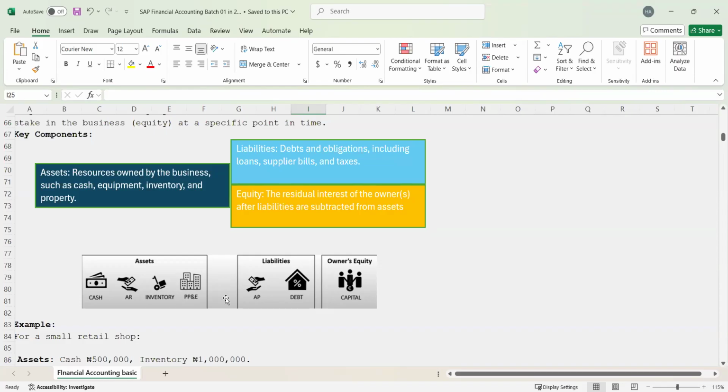So let's go back to our note, which is our script. Liability. When we say liability, we say accounts payable is a liability. We say debt is a liability. What do we mean by accounts payable? From what we have explained before, we said debts, obligations, loans, supplier bills. So accounts payable are supplier bills.